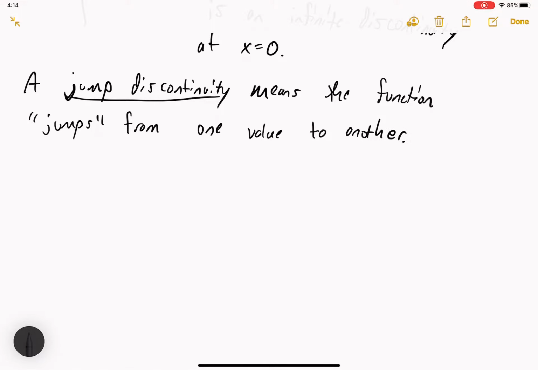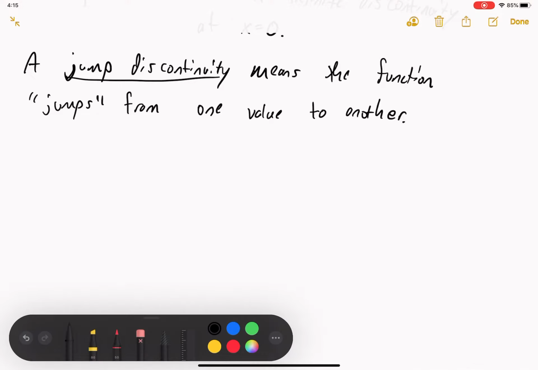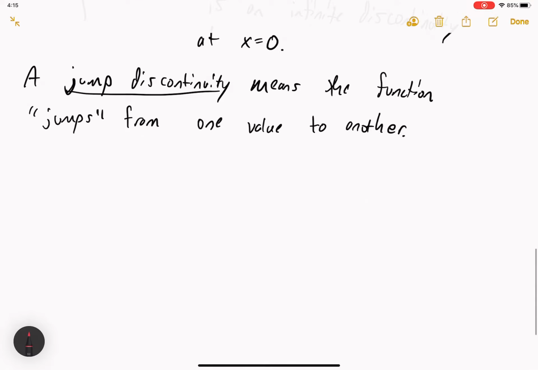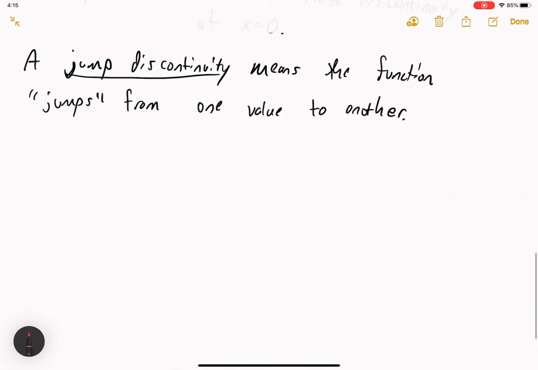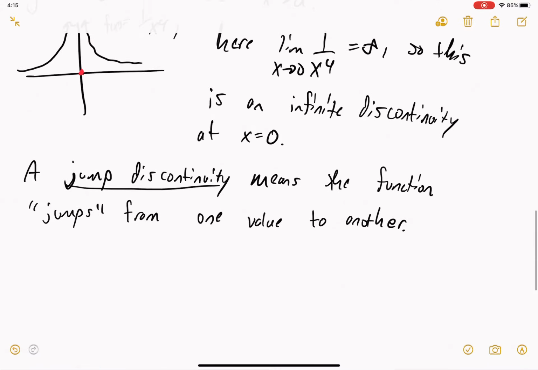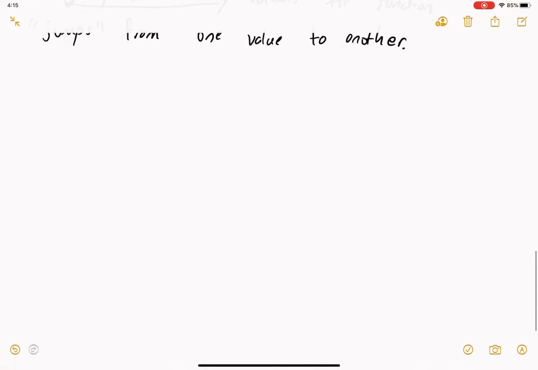All right. So let me just actually draw an example, kind of like what I just did, for infinite discontinuities. So in the case that I was just talking about, we basically have a function that jumps from one value to the next.